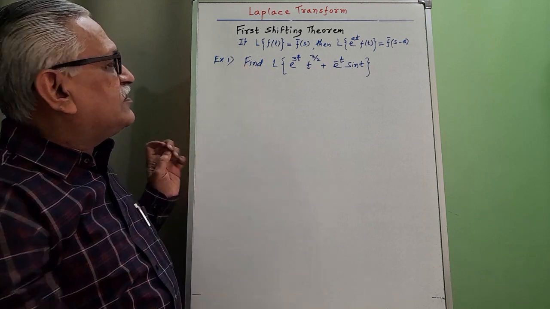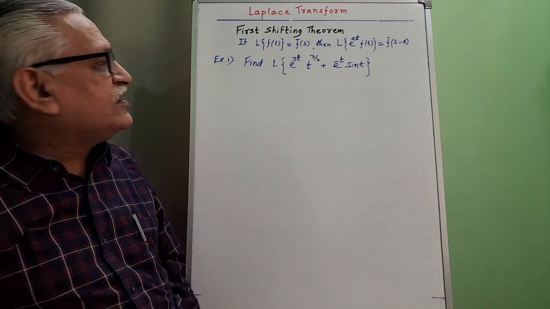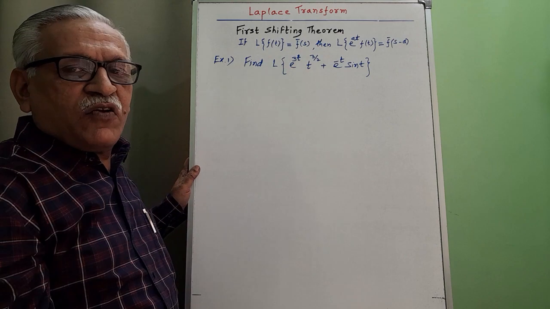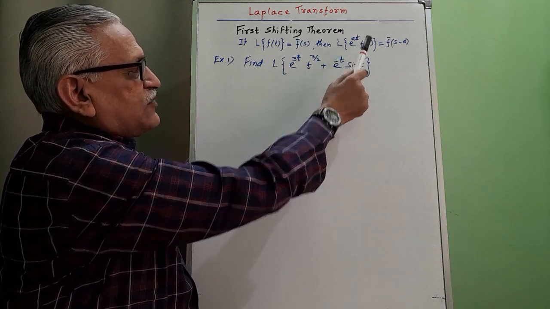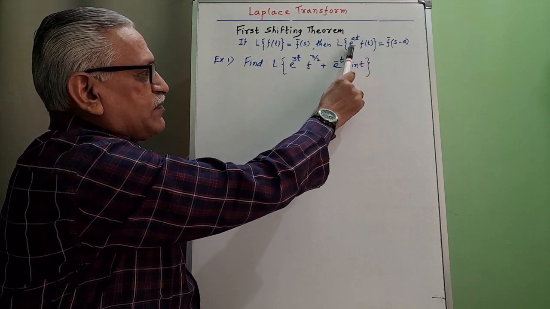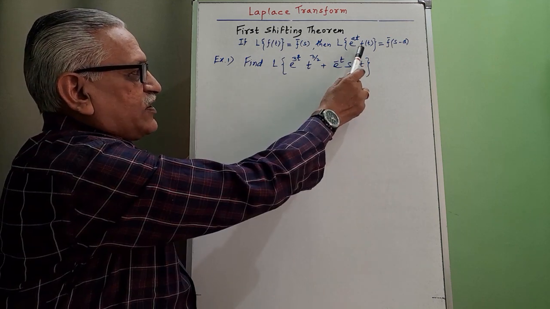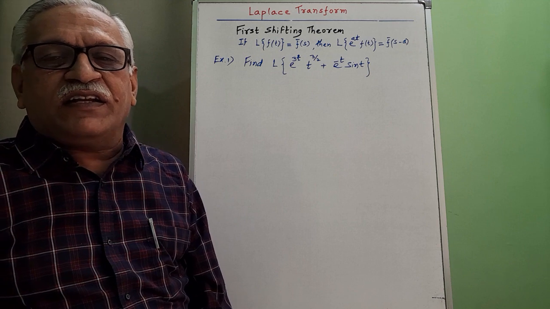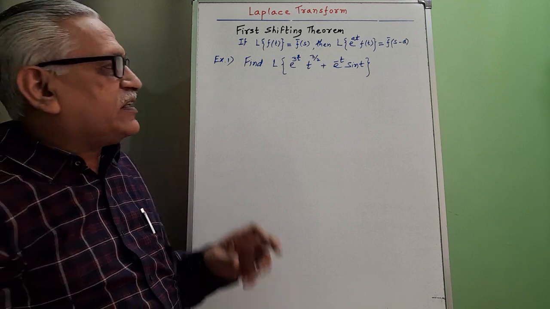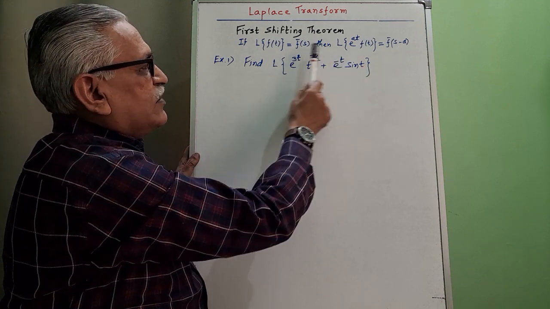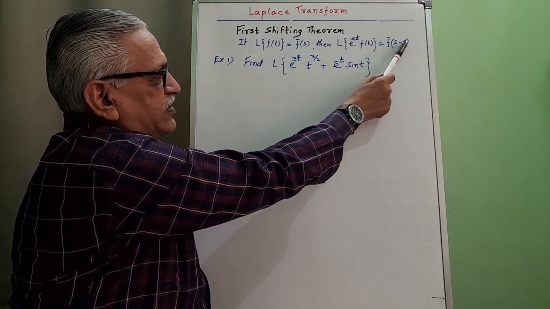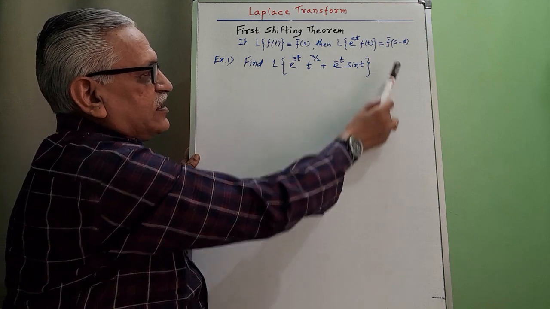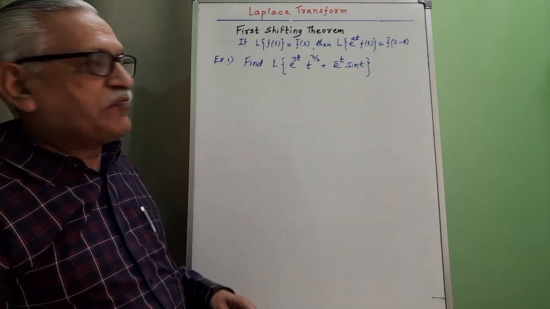First point, first shifting theorem. The statement is like this: if Laplace of f(t) is f bar of s, then Laplace transform of f(t) multiplied by e raised to at. Whenever that function is multiplied by e raised to plus at or minus at, it becomes a problem of first shifting theorem, and the result is: replace s by s minus a if it is e raised to at, and if it is e raised to minus at, replace s by s plus a.